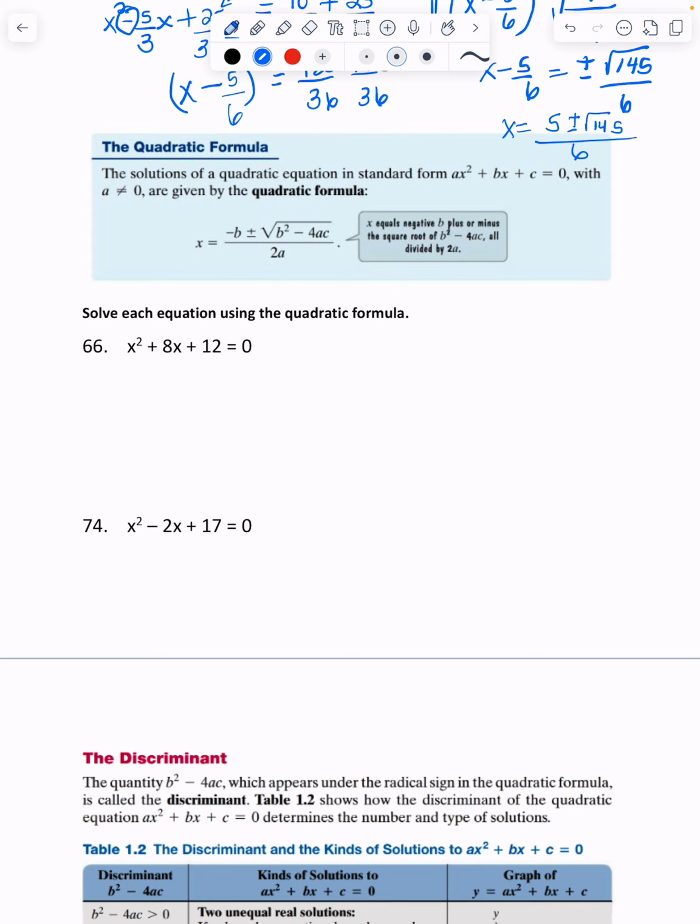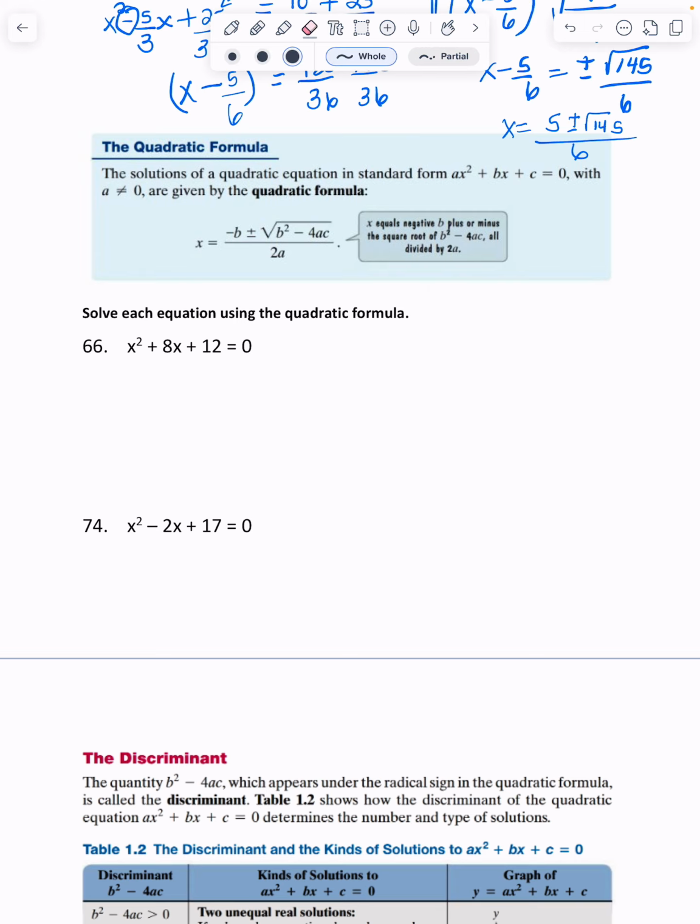The quadratic formula is negative b plus or minus the square root of b squared minus 4ac, all of that divided by 2a. My point is that I can't always solve quadratics by factoring, but I can always solve them by completing the square. Because the quadratic formula is derived from completing the square, I can solve all quadratics using it. So if you're ever given a choice, know that the quadratic formula will always work.